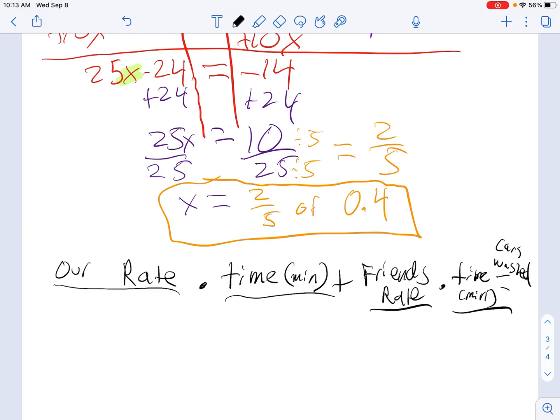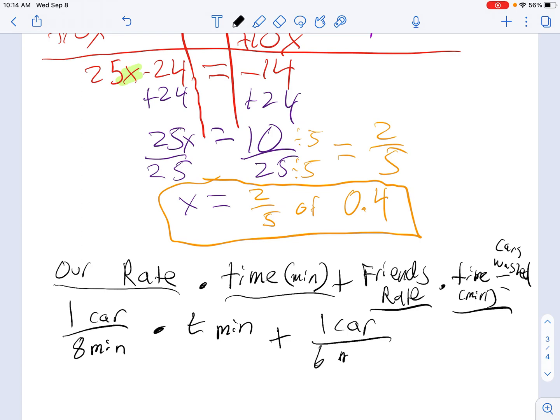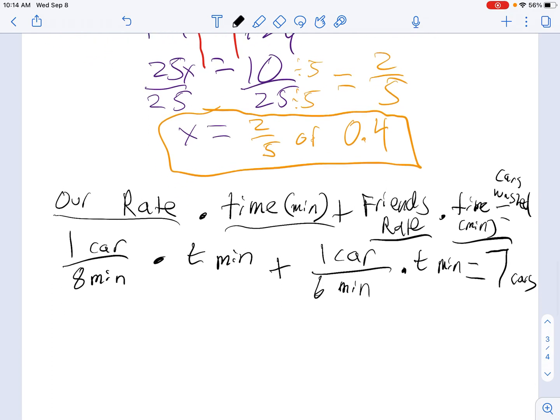So again, I know it's tricky with words. It's easier, I think, with numbers. So if I can wash 1 car in 8 minutes, I don't know how many minutes I'm going to work. So I'm going to use T for time because I don't know. And my friend can wash 1 car in 6 minutes. I don't know how much time he's going to work. That's what we're trying to figure out. So we're going to use T because we don't know what it is. But we know that the total cars washed is 7. So we're going to start plugging in some stuff.